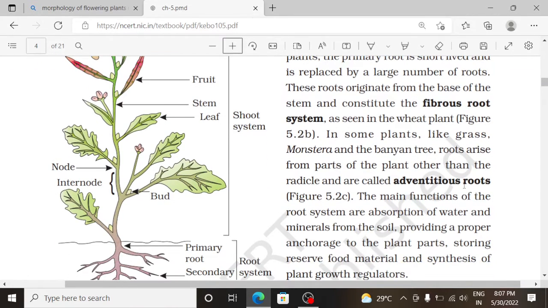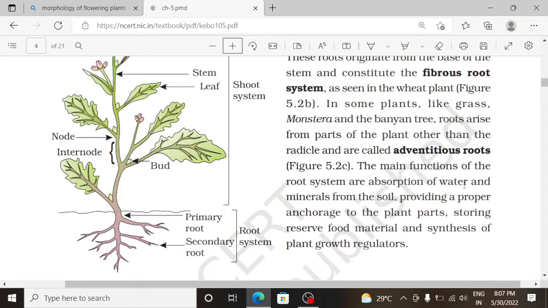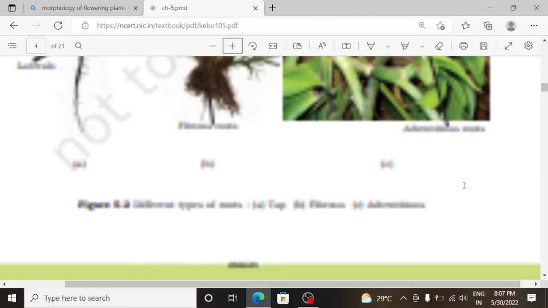as seen in the wheat plant. In some plants like grass, Monstera and the banyan tree, roots arise from parts of the plant other than the radicle and are called adventitious roots. The main functions of the root system are absorption of water and minerals from the soil, providing a proper anchorage of the plant parts, storing reserve food material and synthesis of plant growth regulators.